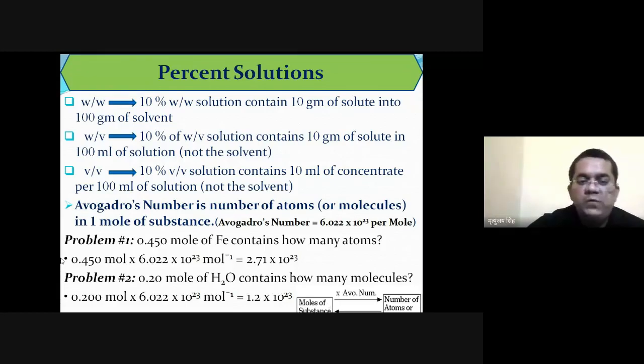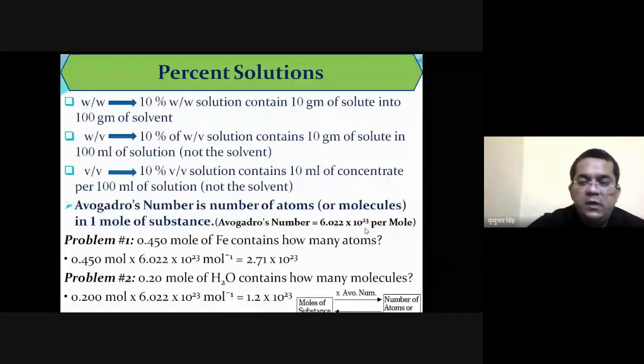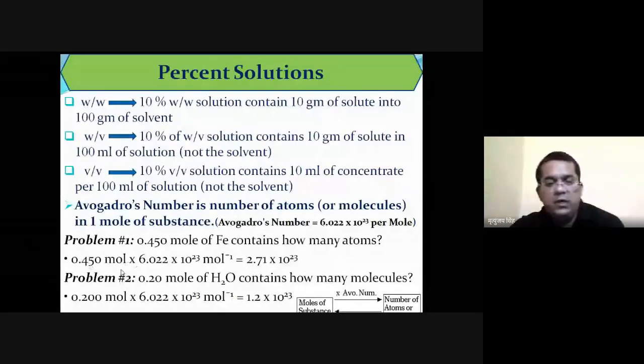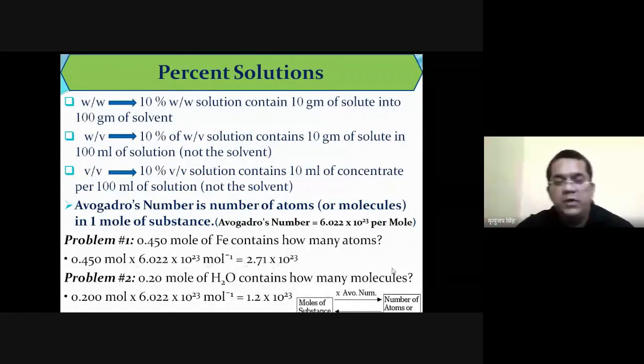Problem 1: 0.45 moles of Fe, iron, contains how many atoms? 1 mole contains 6.022 into 10 to the power 23. Likewise, here you calculate for 0.45 mole, just multiply by Avogadro number, you get 2.71 into 10 to the power 23.